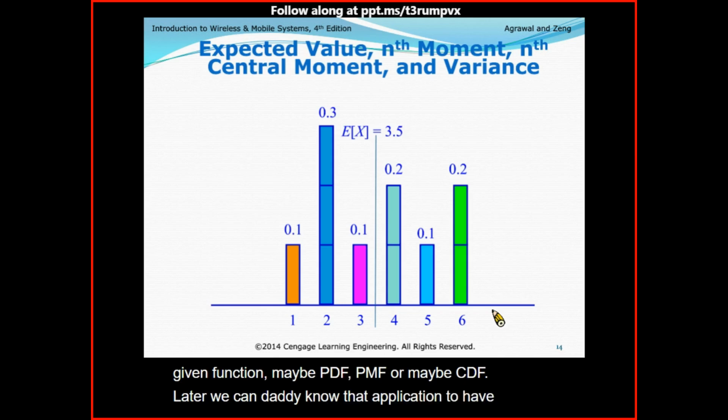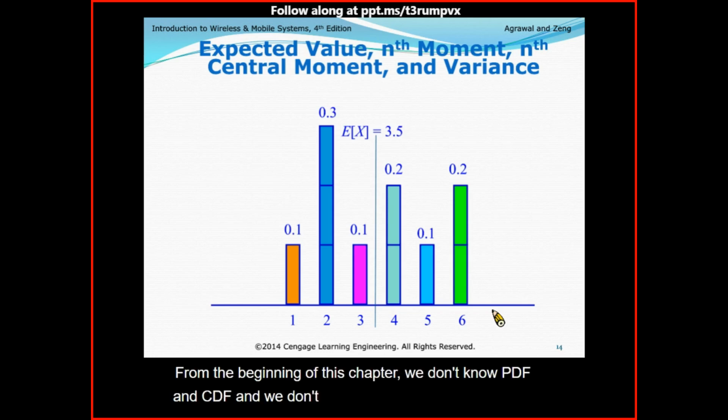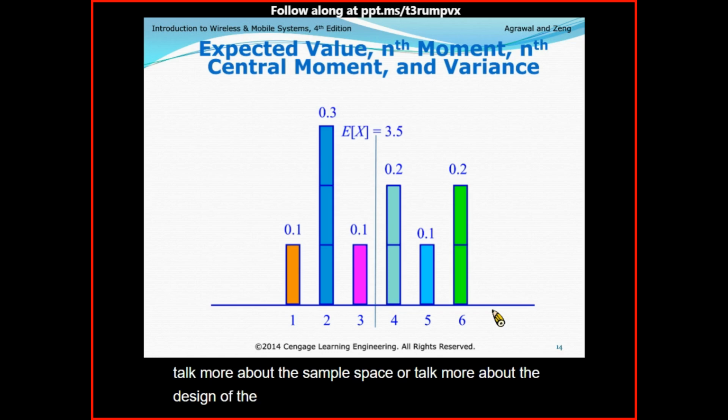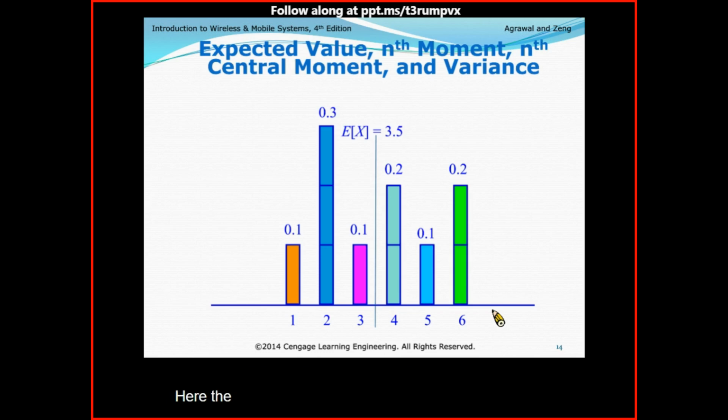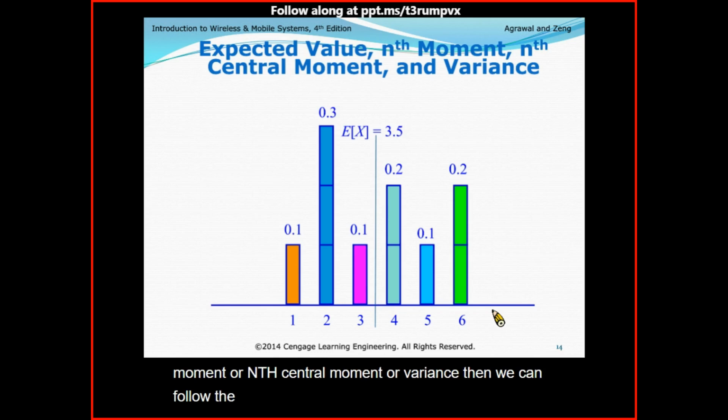That's why, from the beginning of this chapter, we know PDF and CDF, and we don't want to talk about more. I mean, talk more about the sample space or talk more about the design of the experiment. No, we specify by using a function. Well, here the same. If we want to have expected value, nth moment, or nth central moment, or variance, then we can follow the function to have the further calculation.